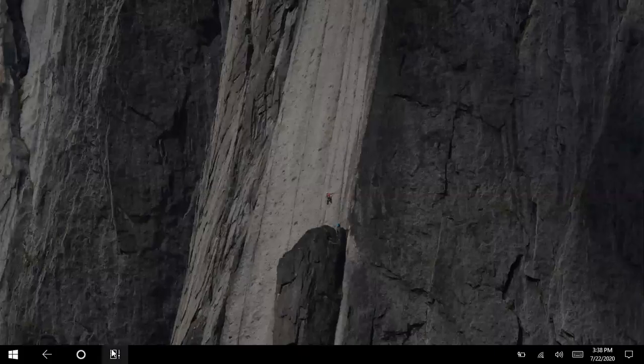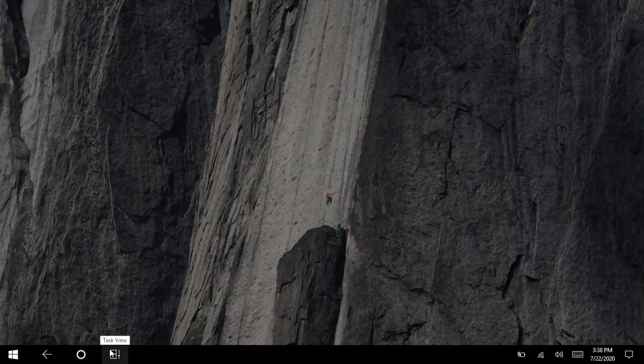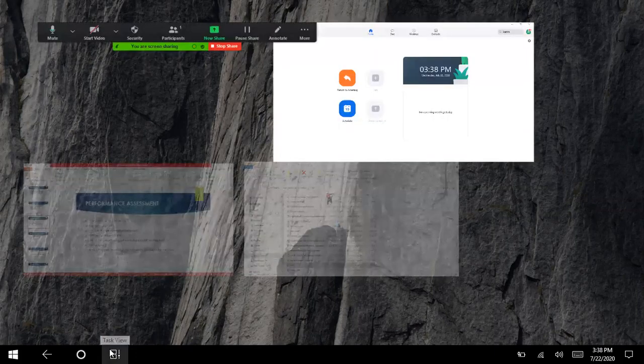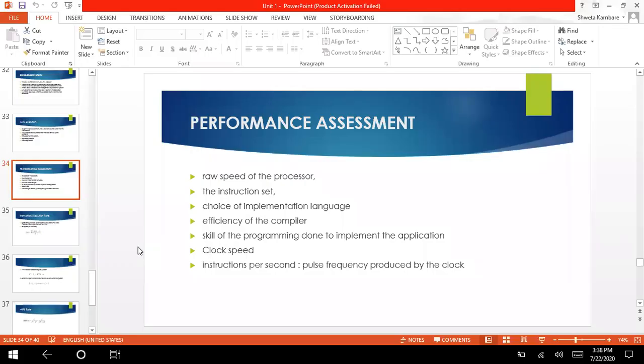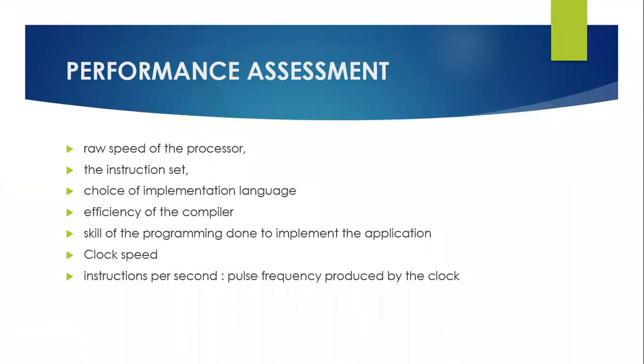We are going to talk about the performance of the computer, how it can be measured, and what the factors are that affect the performance of your system. By system, I mean your computer. These are the main factors that actually affect the performance of your computer.